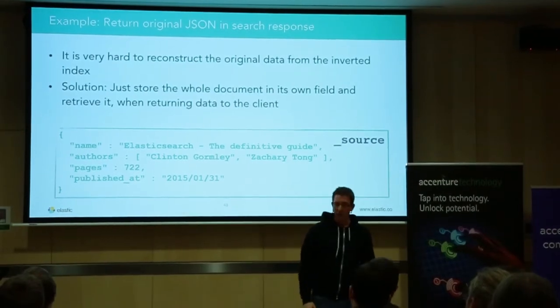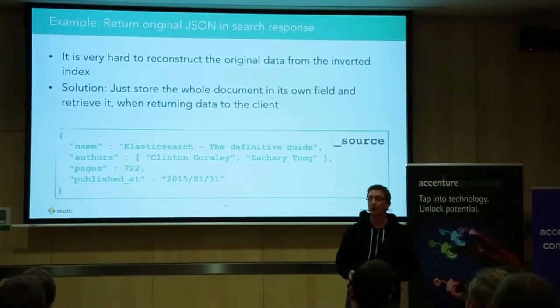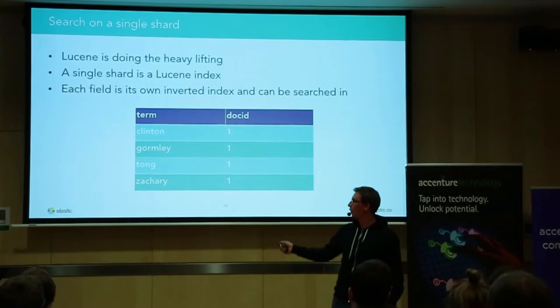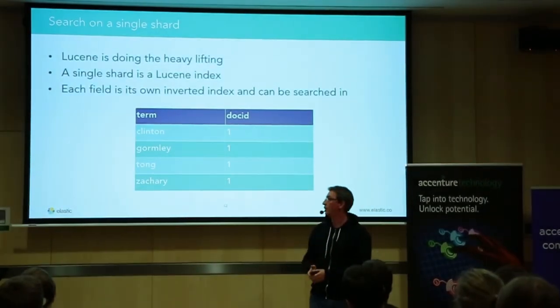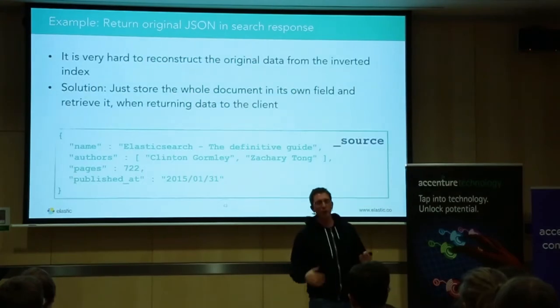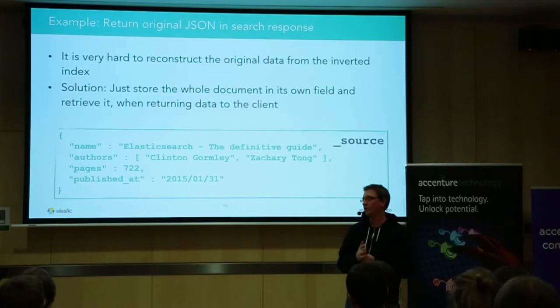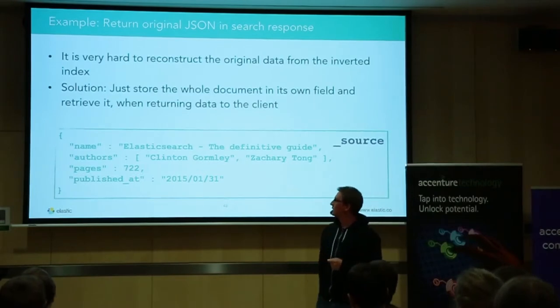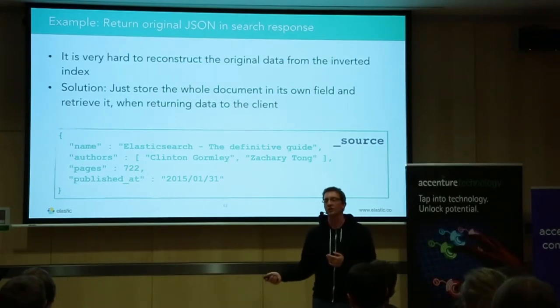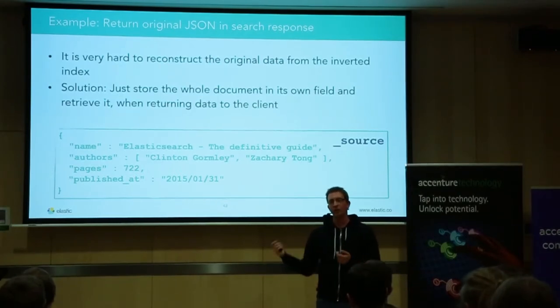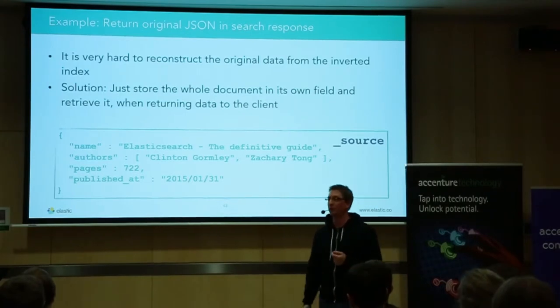One of the things where an inverted index is not really good is reconstructing the original value out of it. I have no idea if Clinton Gormley or Clinton Tong or Gormley Zachary have been indexed as the original value when just looking at those things. However, when you execute a query, you always get back the original JSON. And it would be really costly to create the original JSON on the fly when we're returning search results in Elasticsearch. The workaround is that we just take the full JSON body and put it into its own field. So when we have to return the JSON itself, we can just do a single field lookup instead of trying to reconstruct it on every query. And this makes it very cheap and very fast for us to return the original JSON back to the client.